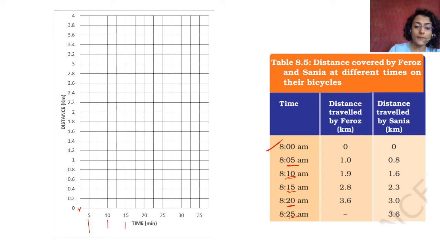Okay. So we start with Firoz. At 8 o'clock he was at the origin point. At 5 minutes after that he had covered 1 kilometer. Okay. 10 minutes after that he had covered 1.9 kilometers. 15 minutes after, he had covered 2.8 kilometers. Okay, at 8:20, that is 20 minutes, he had reached his destination, 3.6 kilometers. Now you have to understand, now you join it, okay?